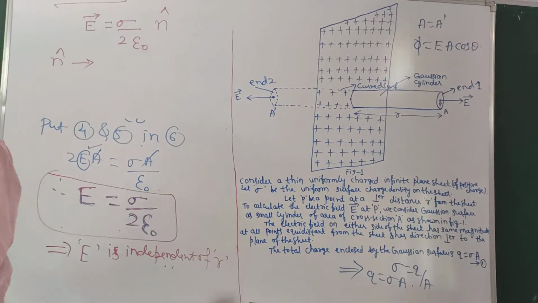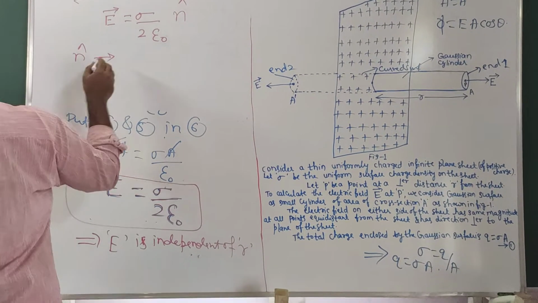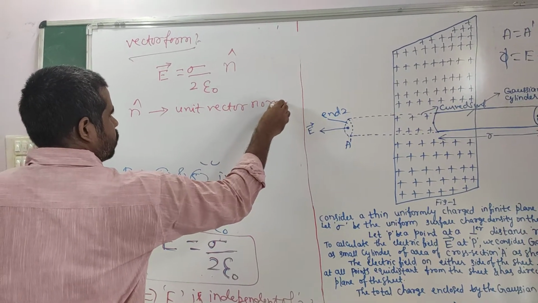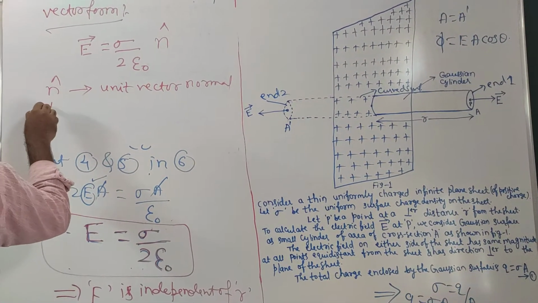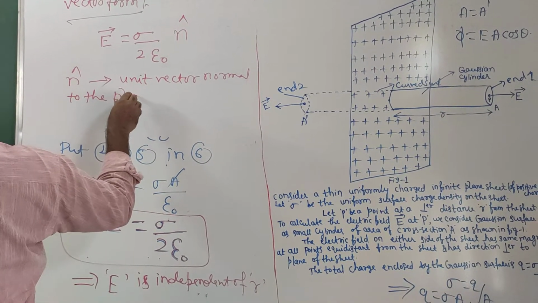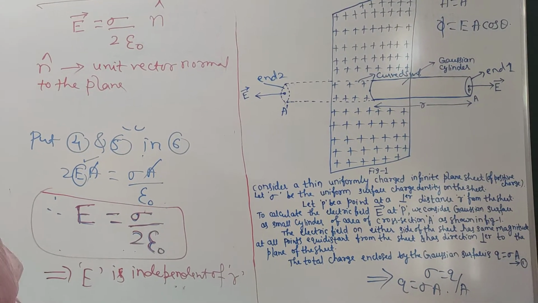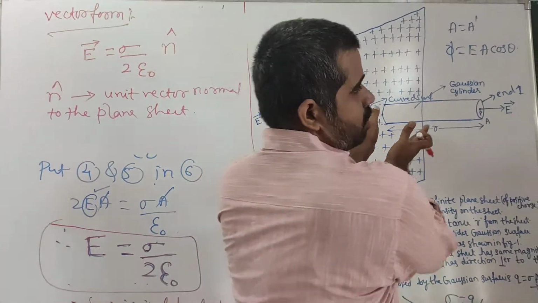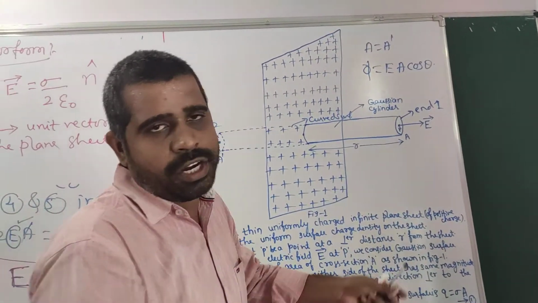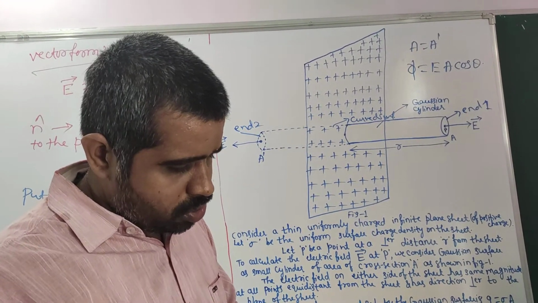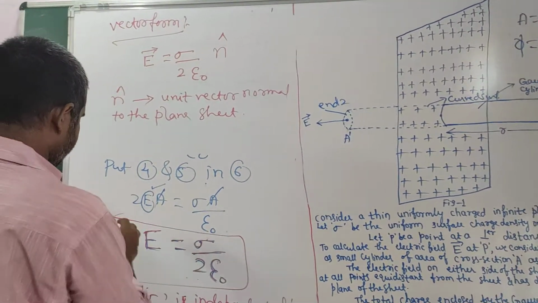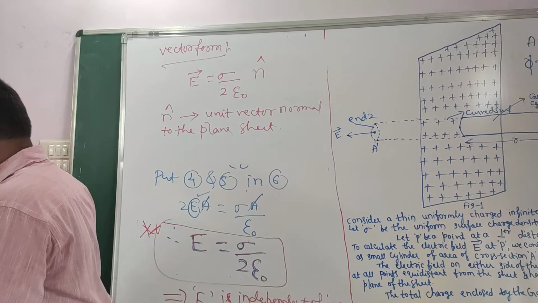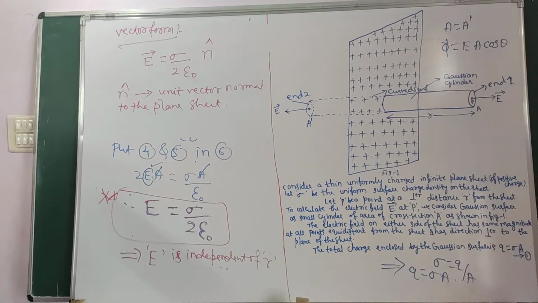N cap is the unit vector normal to the plane sheet. Yes, and this unit vector is inward or outward? Outward, because when electric field is outward, then n cap is also outward. So this is all about the expression. ये याद रखना. This is a very, very important point.